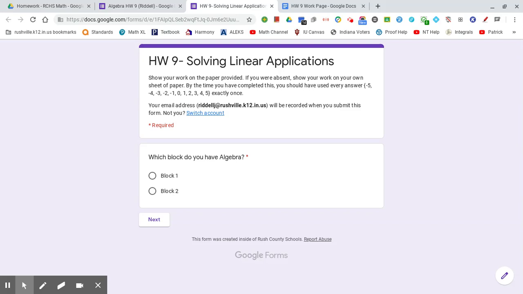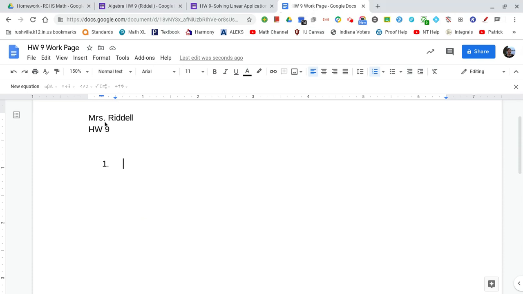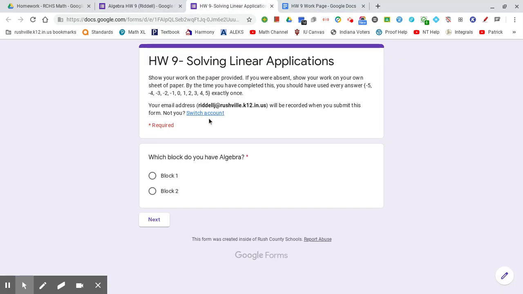So it is a Google form and it is found on Google Classroom. One thing that you will have to do is, while it's a Google form, make sure that you have a work page. Make sure you have your name on that and which assignment this is going to be. Then your questions are going to be found on the Google form.